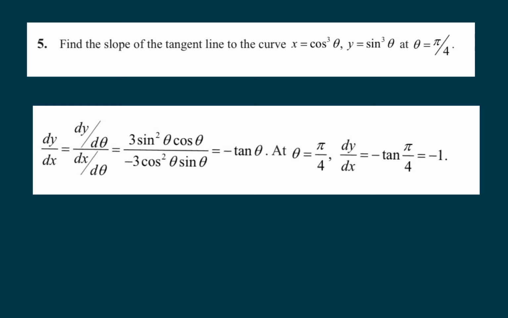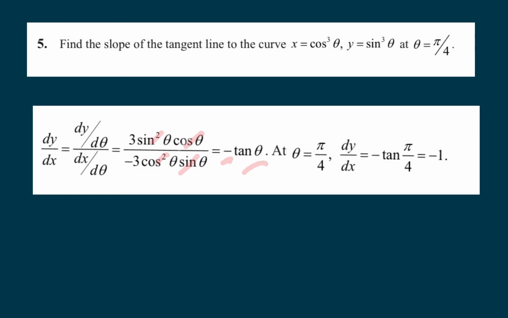If you cancel the cosine of theta with 1 cosine square, this with this and this with 1, it will be 3 times divided by minus 3 will be minus, and it will be sine of theta divided by cosine of theta, which is tangent of theta.